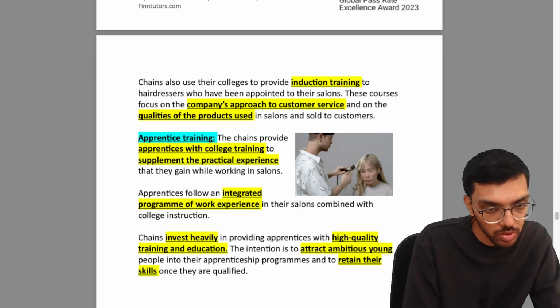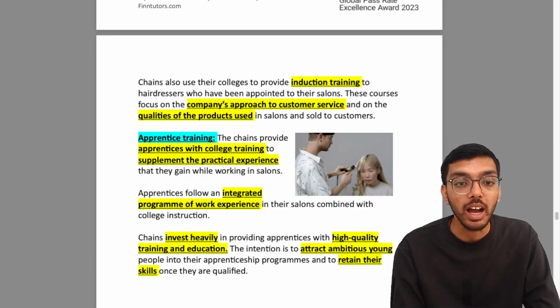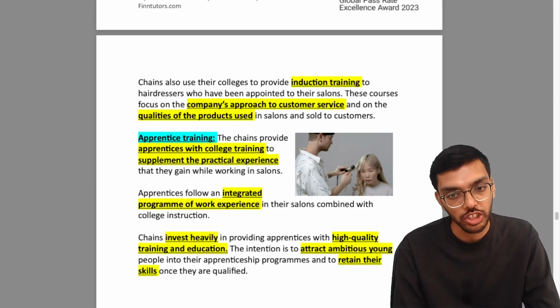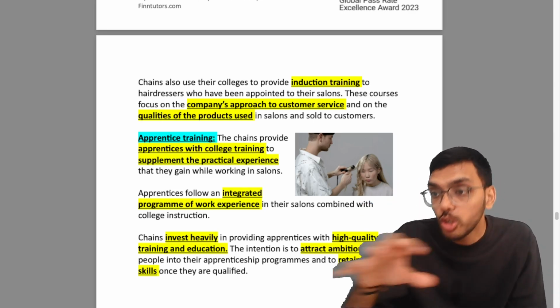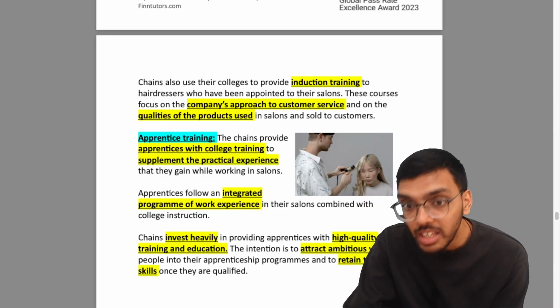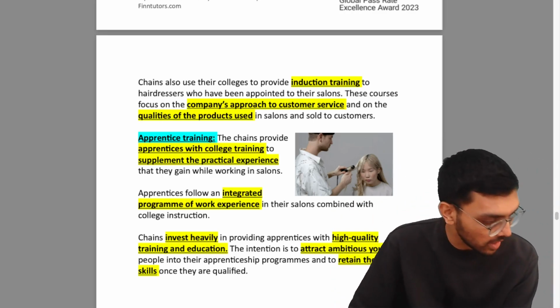Chains invest heavily in providing apprentices with high quality training and education. The intention is to attract ambitious young people into the program and to retain their skills once they are qualified. So once you qualify, you give them the training, and then the idea is to make them work in a Trimayr franchise only.